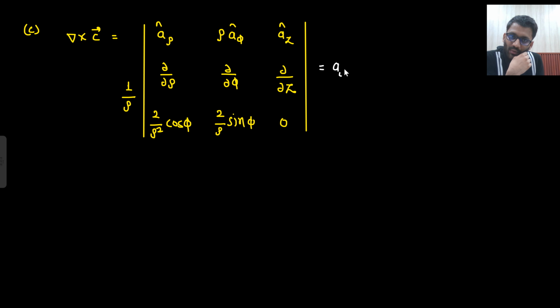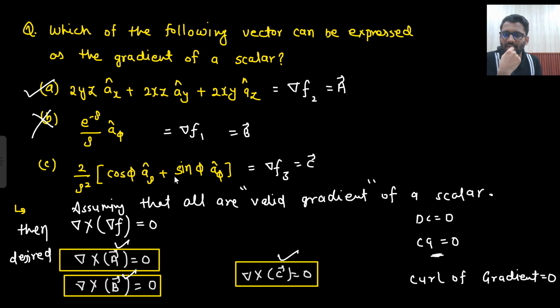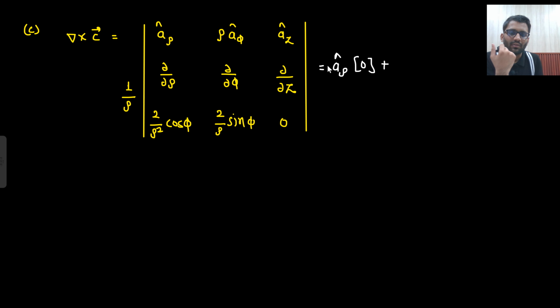So a rho cap 0, 0, 0 will come. 0 differentiation 0, and there is no term of z, 0 plus rho a phi. Wait a second. Third is also okay. 1 by rho will also come. So here also 1 by rho will come, and rho a phi cap. Then 0, 0 because there is no term of z. So again 0. Now a_z cap.